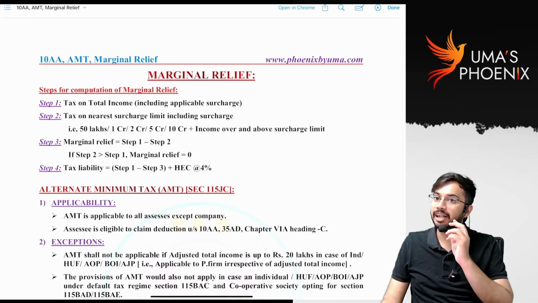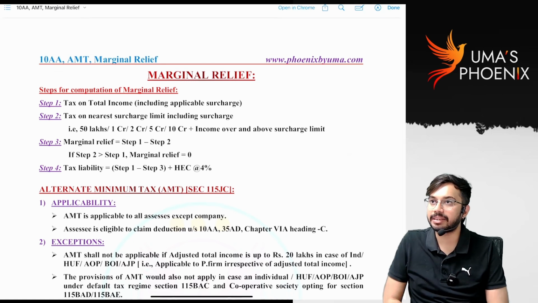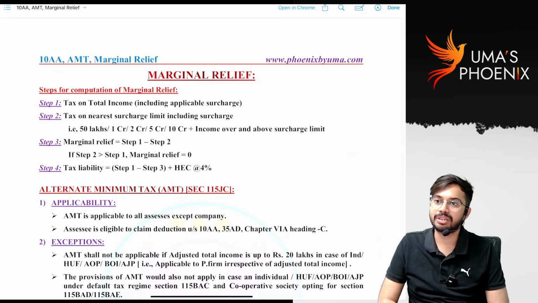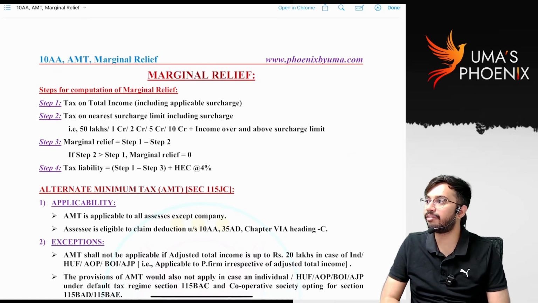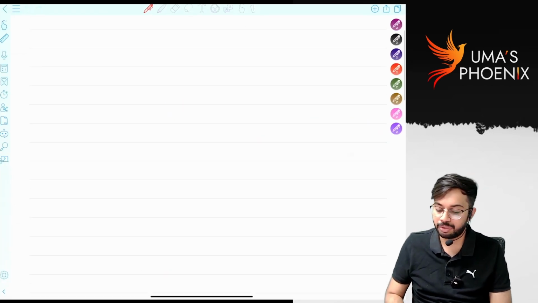Now let us discuss marginal relief. Sometimes what happens, a little bit of increase in income will cause a much larger increase in tax liability. In those cases, the income tax department will give relief in the form of marginal relief. For example, I will give you one problem.